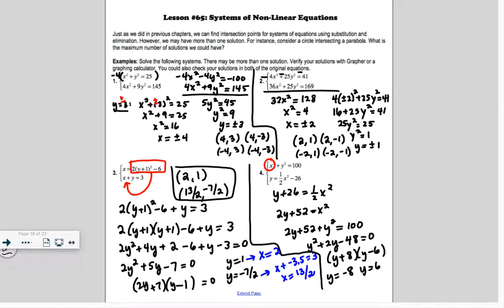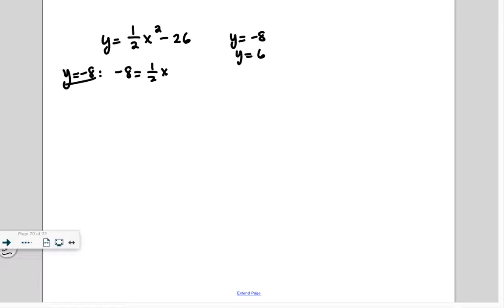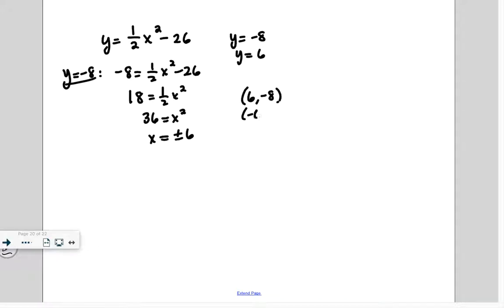So I have y is equal to 1/2 x squared minus 26. And what do we get? We got y was equal to negative 8 and y was equal to 6. So let's say we plug in y equals negative 8. We have negative 8 is equal to 1/2 x squared minus 26. We can add the 26 over and we get 18. Multiply the 2 over, we get 36 is equal to x squared. So x equals plus or minus 6. So that's 2 points: 6, negative 8 and negative 6, negative 8.